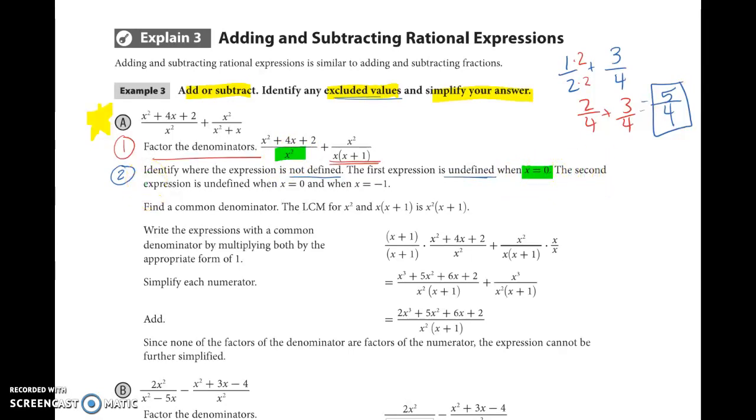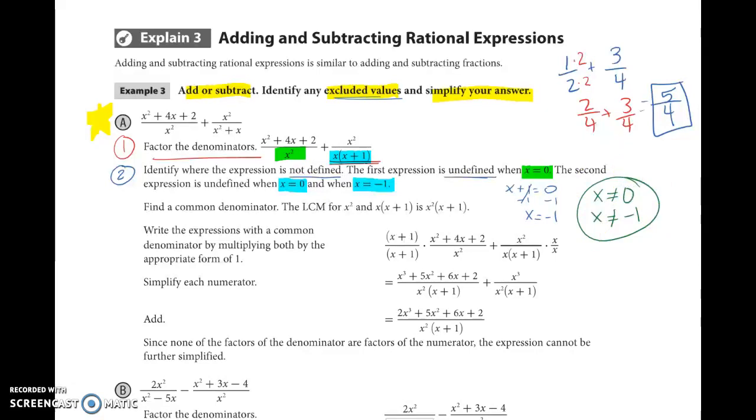For the second expression, we have x. Well, what value makes x 0? Well, 0. So x equals 0 is also excluded. Well, that doesn't actually match the first one that we came up with. So let's see if there's any other excluded values. We have x plus 1, and if we set x plus 1 equal to 0, we would subtract 1 from both sides, and we would get x equals negative 1. So negative 1 is also an excluded value. And so we can say that x cannot equal 0, and x cannot equal negative 1.